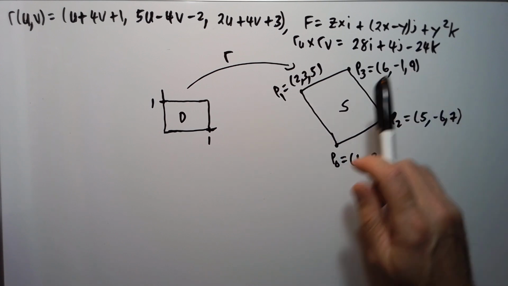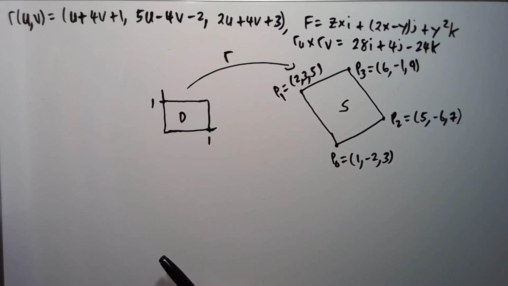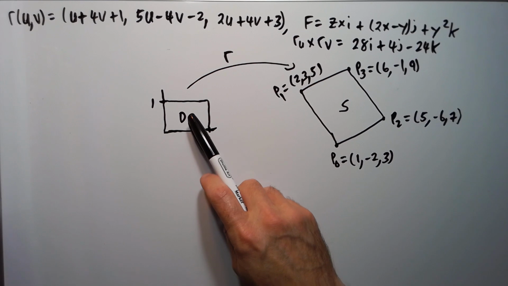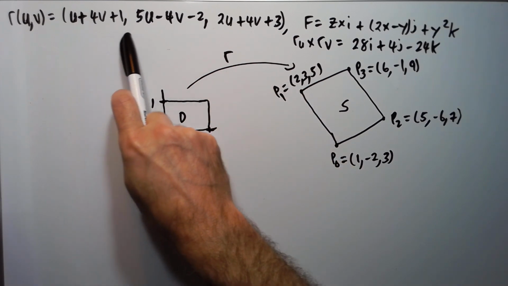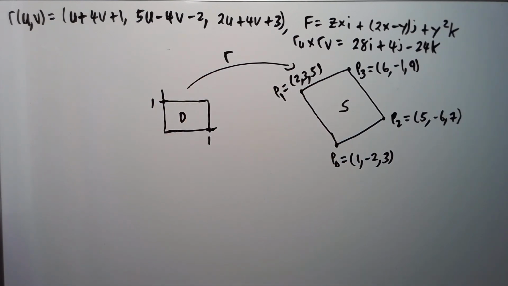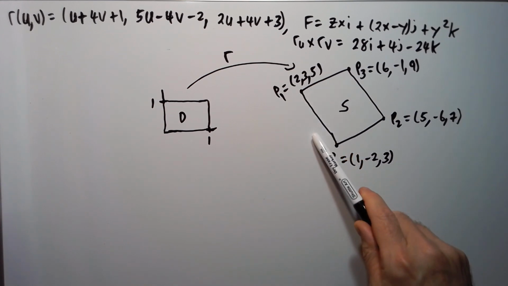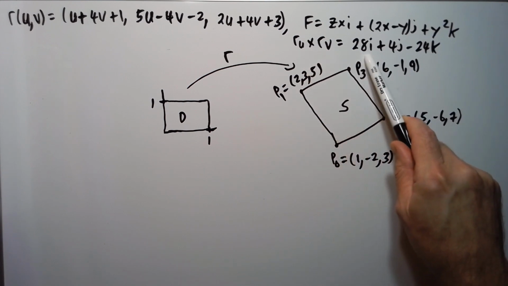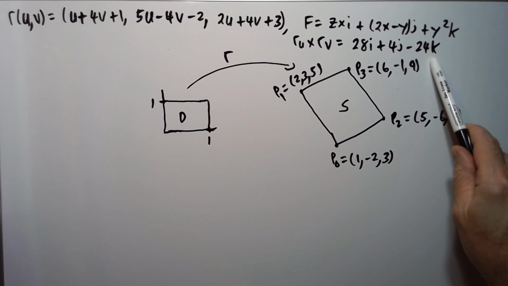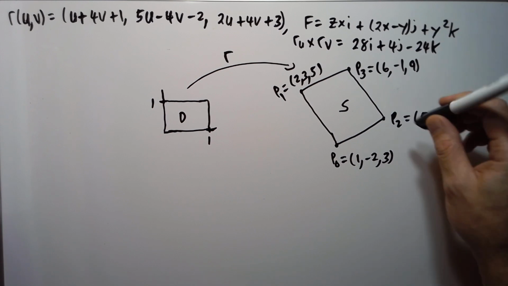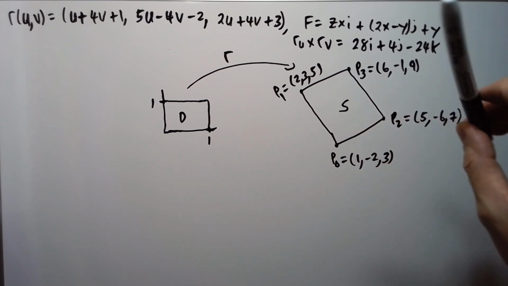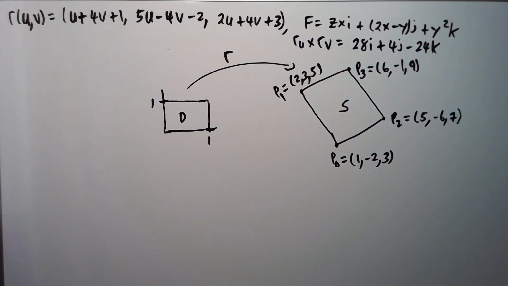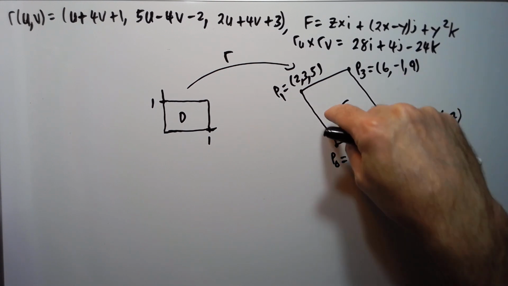Now, those are the vertices. And in part one of this example, we found this R mapping, this affine transformation up here, that mapped the unit square onto this. So now I have to find the positive orientation of the boundary here. And also, R_u cross R_v is up here. That's a normal vector. So we have to decide whether that normal vector is sticking out of S or is it sticking into S. In this case, actually, since it's minus here, it looks like it's probably going into S.